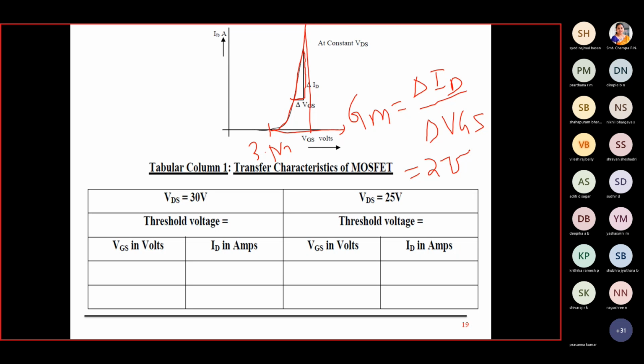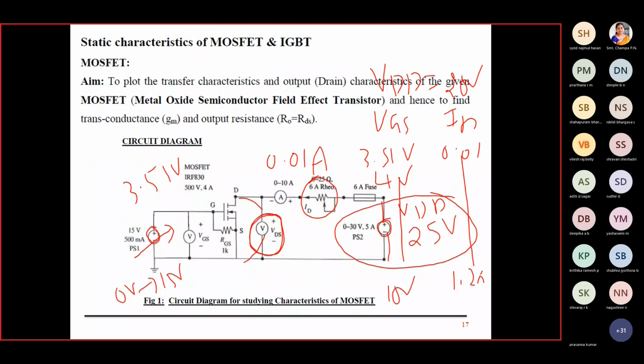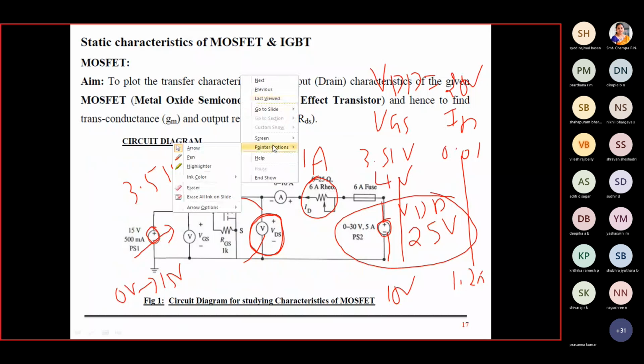These are the things we are going to get from the first part of the experiment, what you call the transfer characteristics of the MOSFET. Then I'll tell you the same thing once again. All of you observe.